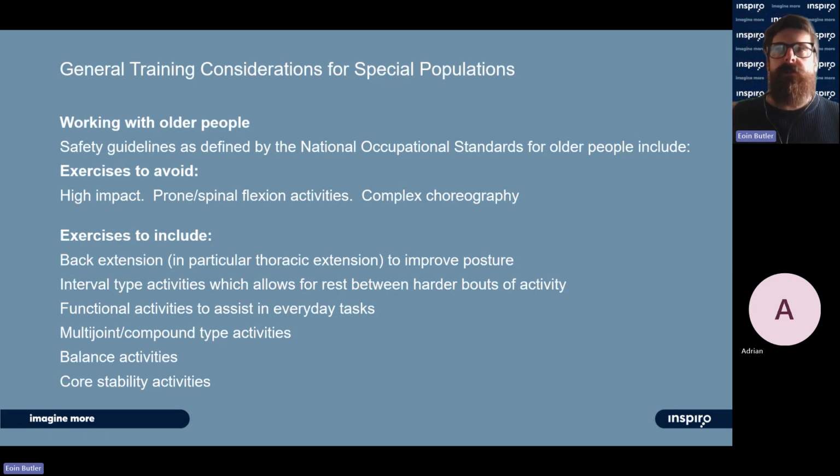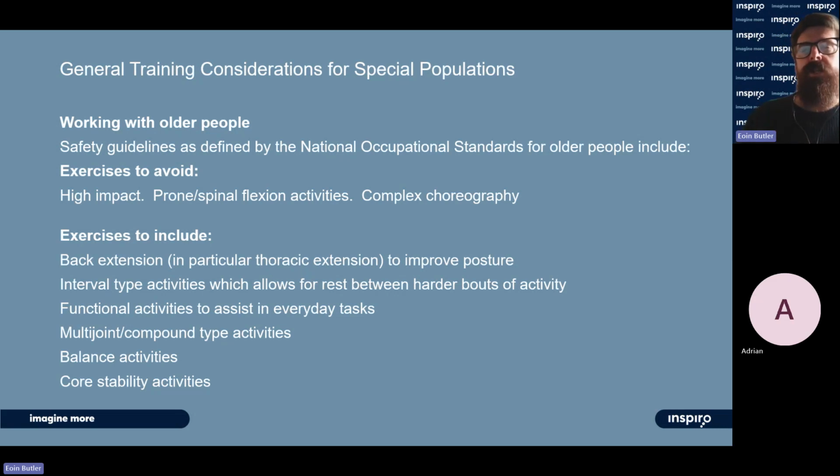So we don't tar everybody at a certain age with the same brush. We will basically say, okay, let's see what you've been doing up until now. Let's see what we can introduce. Let's see what we can keep doing. So if they've been doing running, they've been doing high impact, then continue doing it. If somebody hasn't done it, then we would maybe avoid it.